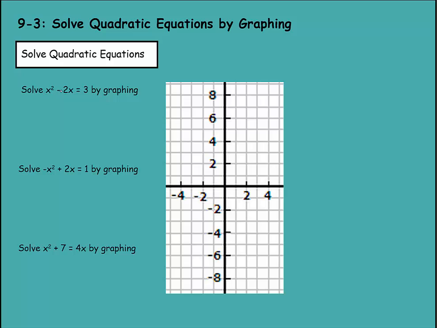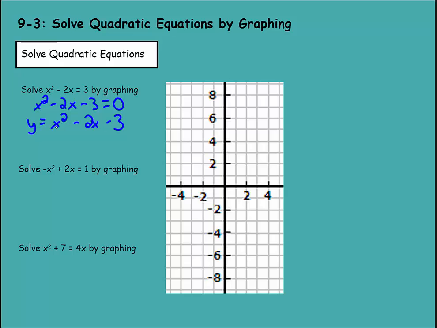First we have to solve x squared minus 2x equaling 3 by graphing. First we need to rewrite this here. We have x squared minus 2x. Then we need to subtract 3 from both sides, so minus 3 equals 0. Then we can replace this 0 with a y and graph it. So we'd have y equals x squared minus 2x minus 3.